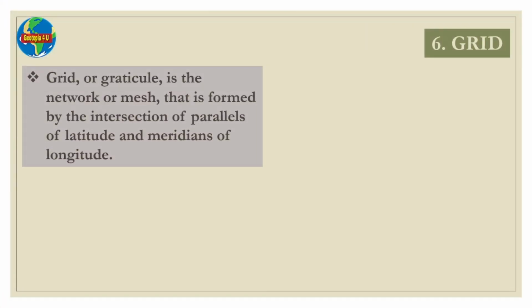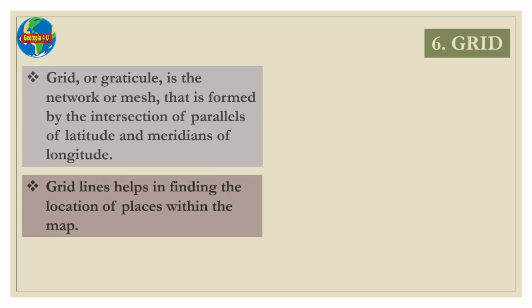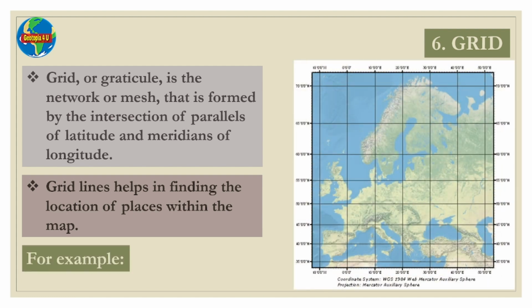Number 6. Grid. Grid or graticule is the network or mesh that is formed by the intersection of parallels of latitude and meridians of longitude. Grid lines help in finding the location of places within the map. For example, in this map of Europe, you can see the use of grid lines. The vertical lines are the meridians of longitude and the horizontal lines are the parallels of latitude.